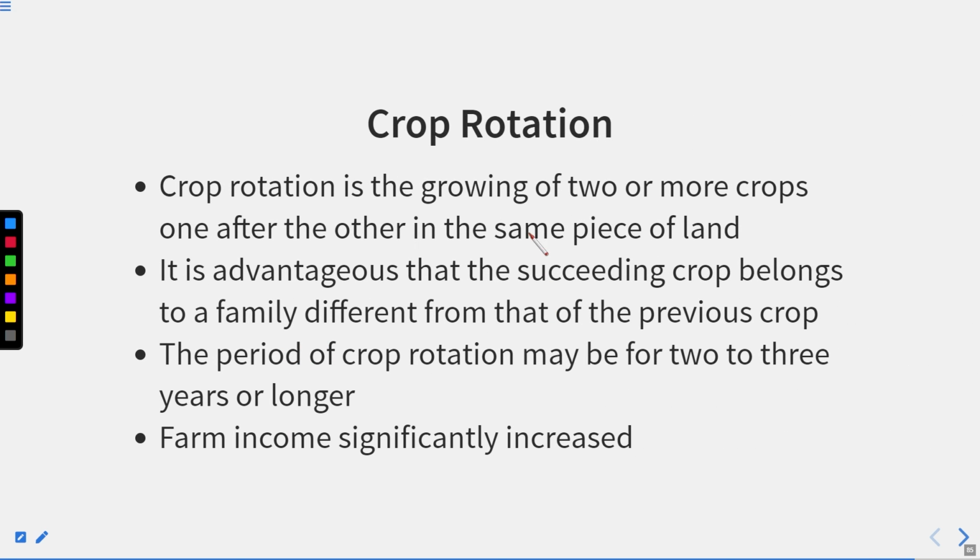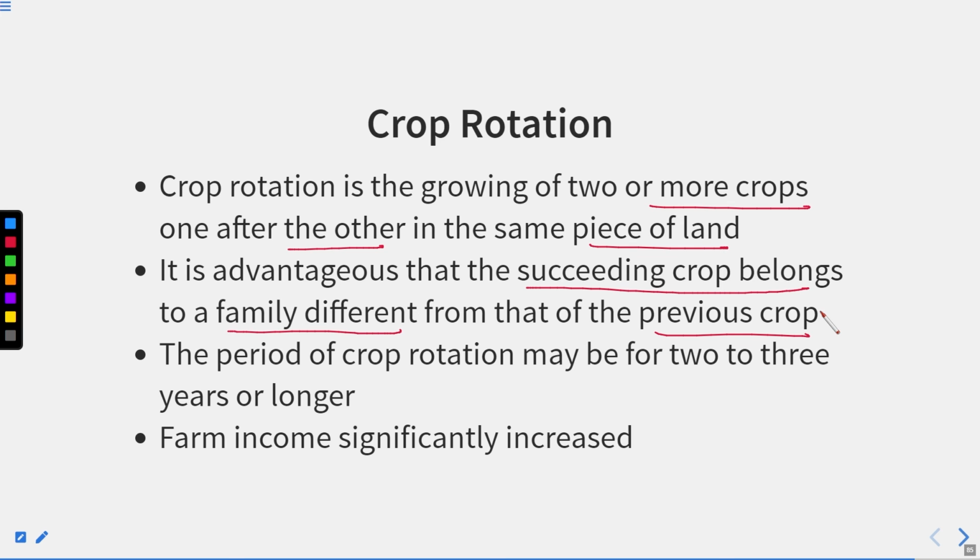Crop rotation. Crop rotation is growing two or more crops one after the other on the same piece of land. So, if this time it is banana, then another time or another season there will be another crop. This is called crop rotation, and it is advantageous that the succeeding crop belongs to a family different from that of the previous crop. So the requirement of minerals will also be different, so the land will not be depleted if one type of mineral is not present at a time, right?